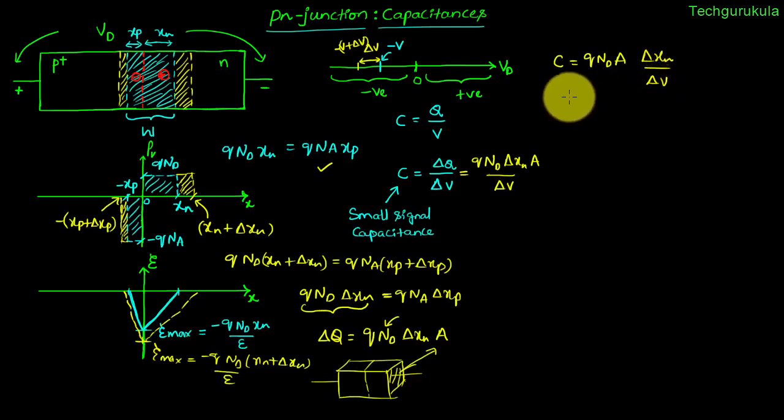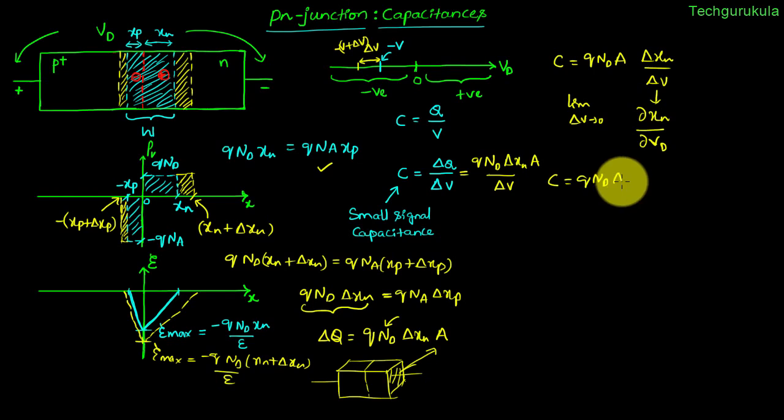Now if we apply limit that del V tends to 0, this del xn over del V can be written as partial differentiation of xn over the applied potential. And this potential is basically Vd because that's the voltage across the PN junction diode. So now we can write this capacitance as Q nd A times del xn over del Vd.